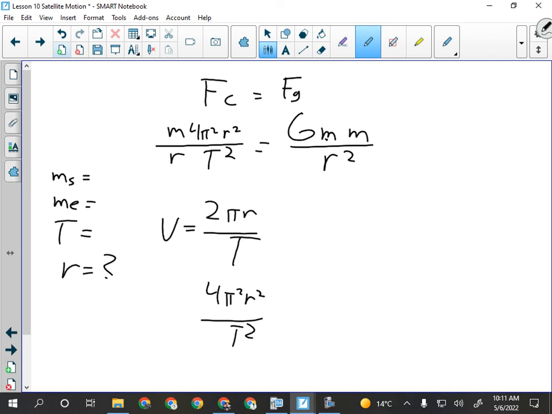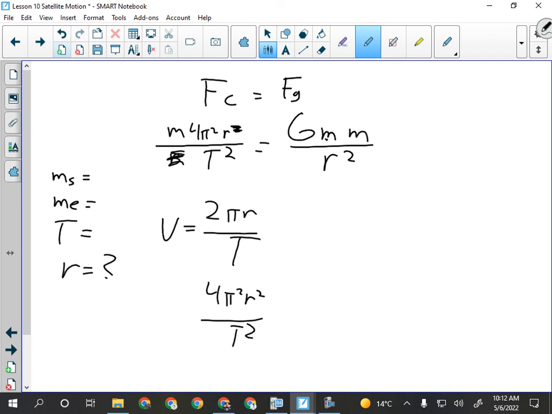What do I do with those r's? Okay, so the one on the bottom goes away, and the square goes away. Now I've substituted. Now I've put into that formula something I was given in the question, and I still have the thing that I'm looking for. So now I can manipulate and solve for r.